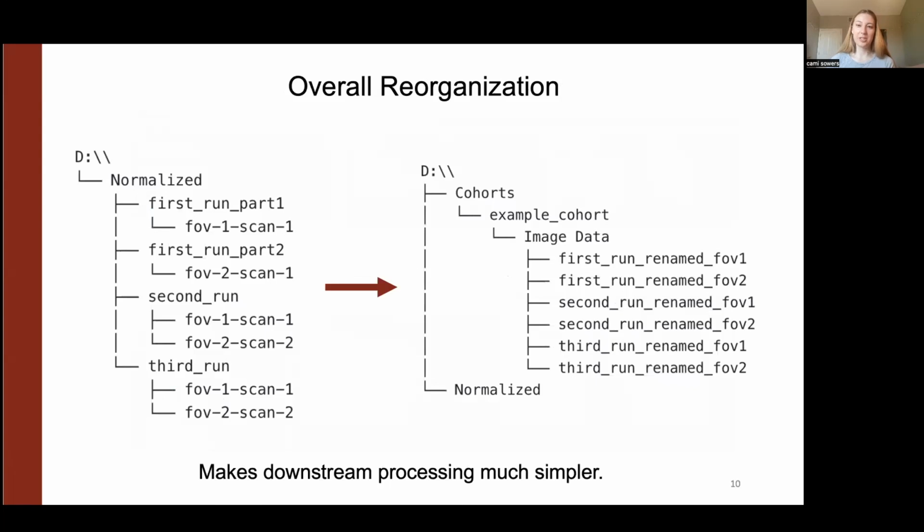So now that you understand what's going on, again, we have this kind of convoluted subdirectory system that we have combined into a single cohort in the cohorts directory with an image data folder that has all of your processed image FOV folders. And so that's all you need to know about Notebook 5.